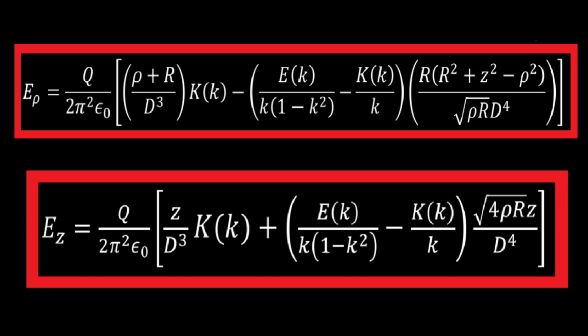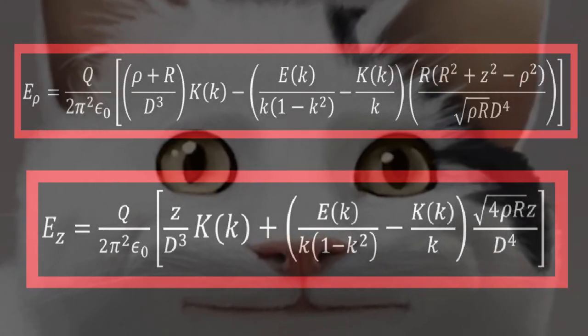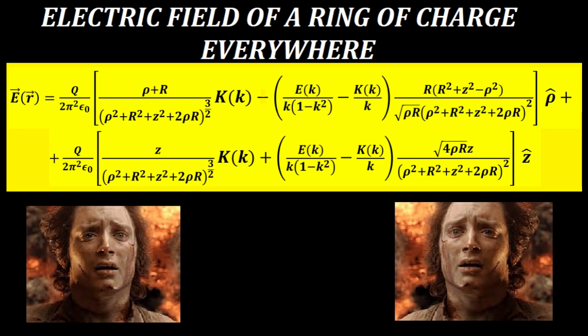Now you've seen how mind-numbingly long our components alone are, but it is finally time to reveal the full expression for the electric field of a charged ring everywhere. And it looks just as hideous as one would expect. I didn't want to put any substitutions back in so you can see it in its full glory.